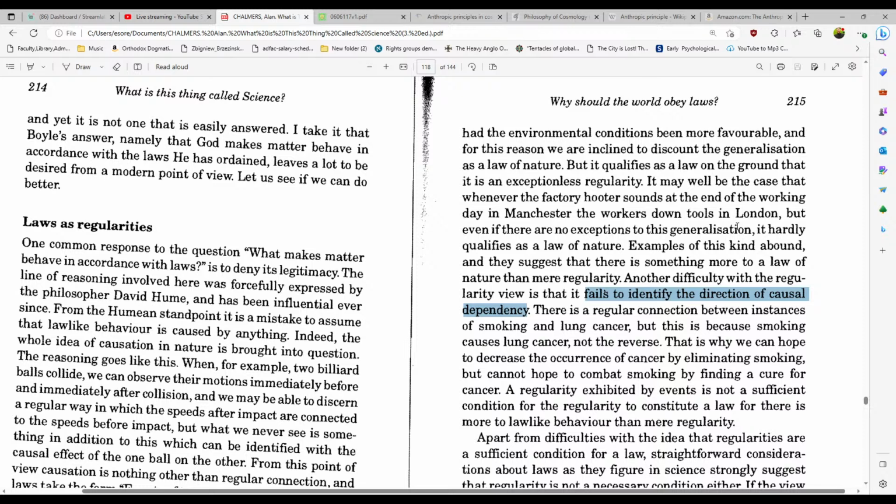Because look, here are some examples in science. There's supposed to be a regular connection between instances of smoking and lung cancer. Notice in here, the being of it, cause. Smoking causes lung cancer, not the reverse. Dang you, lung cancer, always making me want to smoke. And that's why, as far as medicine, science, you can decrease, or at least hope to decrease, the occurrence of cancer by eliminating smoking. This is hilarious. But you can't hope to combat smoking by finding a cure for cancer.